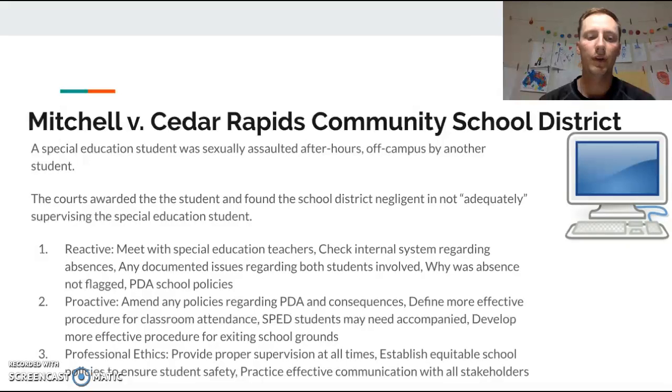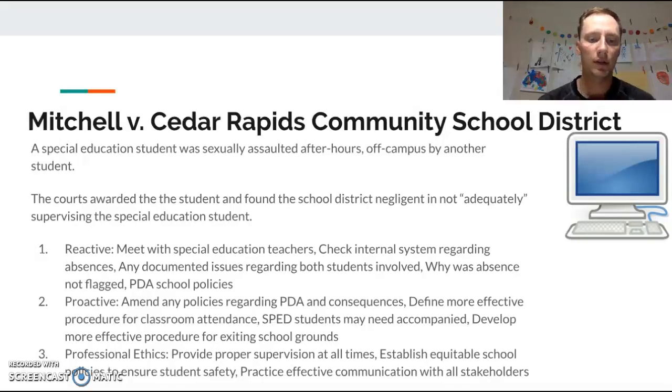I would define more effective procedure for classroom attendance, so either making it mandatory for all teachers to log in the system and punch in their classroom attendance at the beginning of every class so everyone knows immediately, and then maybe SPED students need to be accompanied certain places from class to class, or towards the end of the school day to parents or to a school bus. And then I would develop a more effective procedure for exiting school grounds. It seemed like students were just able to leave at their own will.